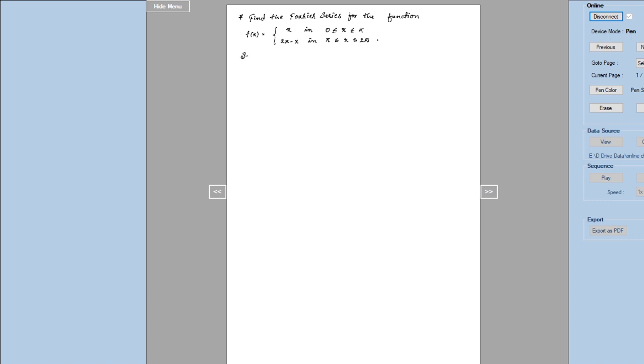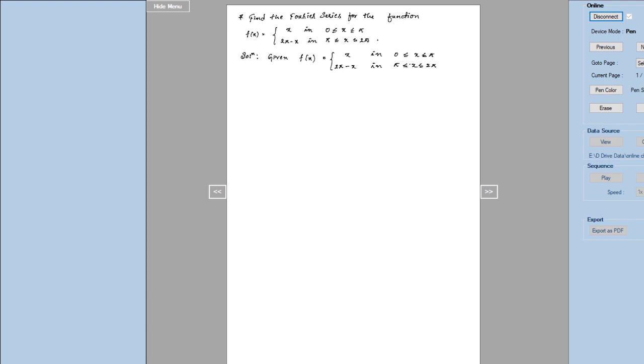So go with the solution. Write down the given function again. Given f of x equal to x and 2 pi minus x in the interval x lies between 0 and 2 pi: x lies between 0 and pi, and 2 pi minus x lies between pi and 2 pi.